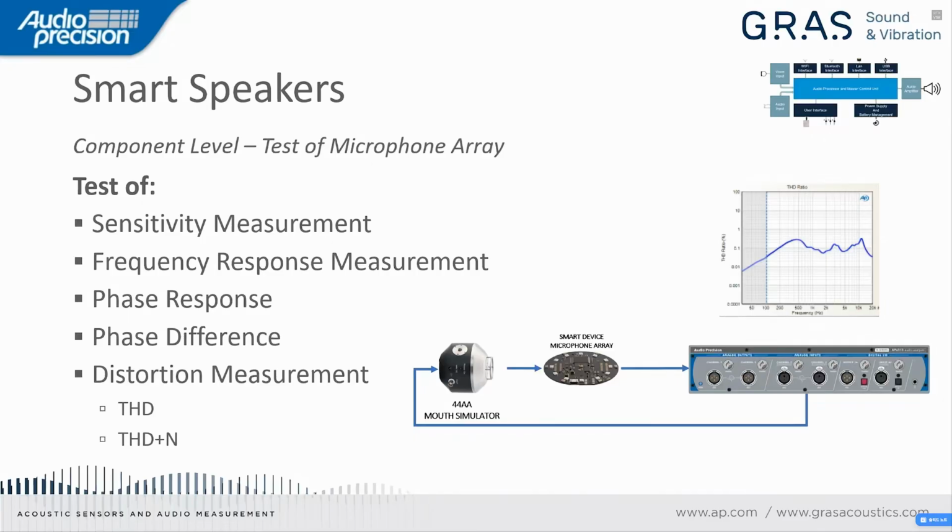Distortion measurements are also made. Again, we use an artificial mouth as the input, to generate the stimuli, to generate the test signal for the microphone array.